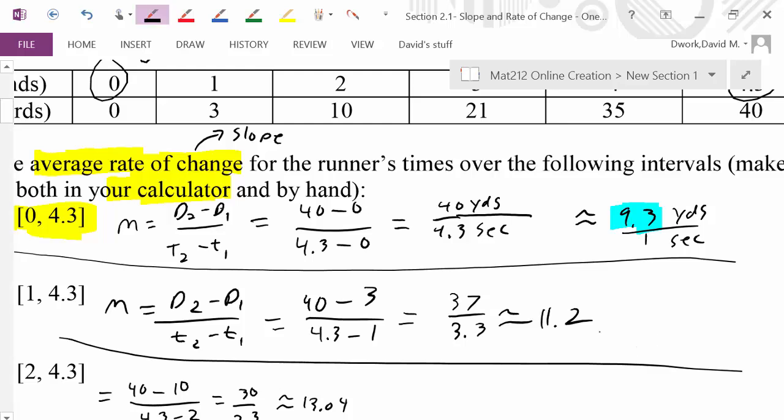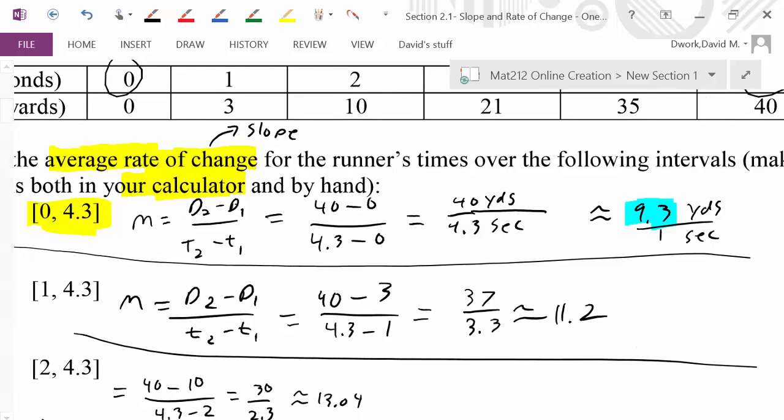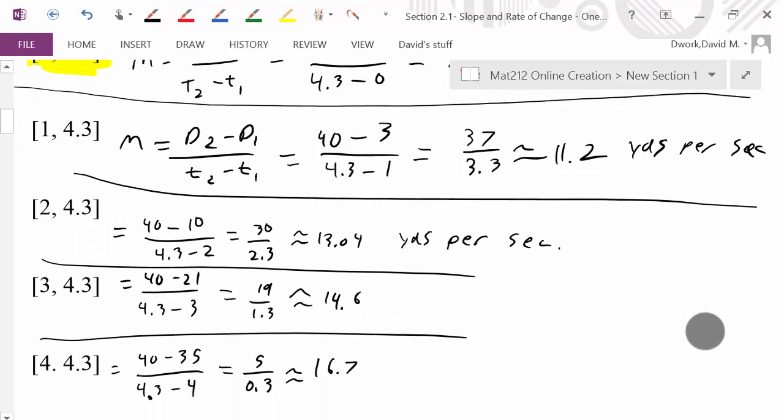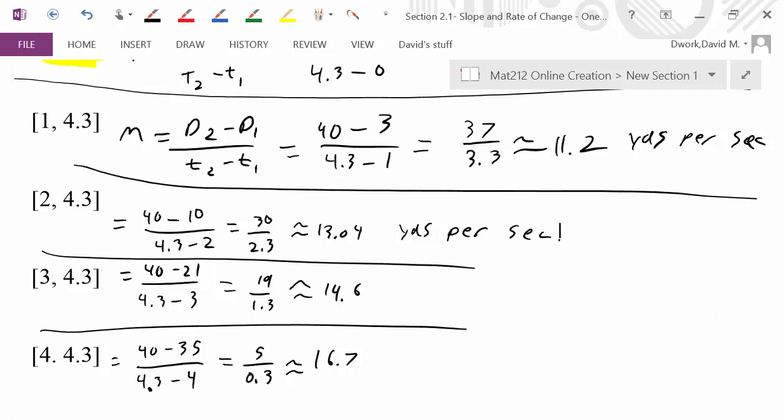So why do we now see a different number here when we change the interval from 1 to 4.3? What does this mean? Instead of going 9.3 yards per second on average, they ran 11.2 yards per second. And then here we ran 13.04 yards per second. So I think you're noticing the trend. Go back and look at the other numbers and see what you notice.